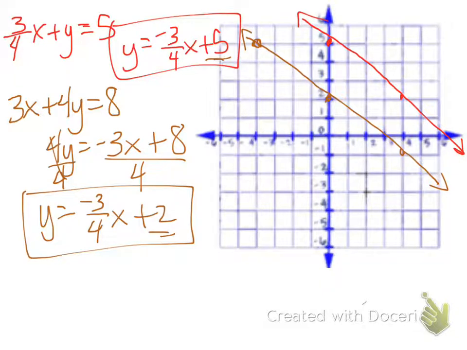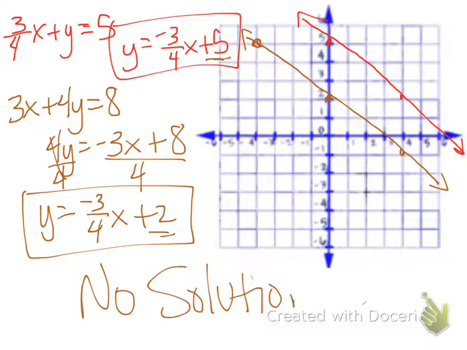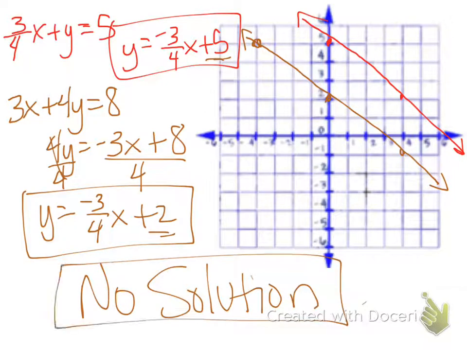So what is the solution? You still need to tell me that the solution is that there is no solution. So please don't be content with just graphing two lines and saying they're parallel. You need to understand that parallel lines means no solution.